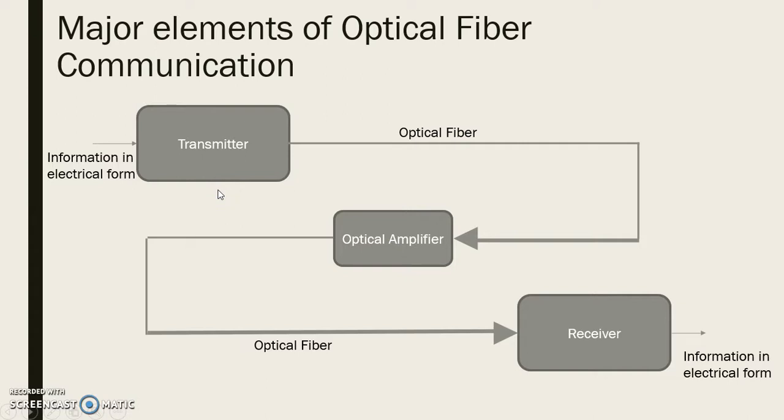By the time this signal reaches the receiver, the signal has to be converted back into electrical form, because at both the ends what we have are the electrical devices which can accept only electrical signals. So the most important part in this communication link is the optical fiber, which guides the light, which is carrying our information in the form of light.